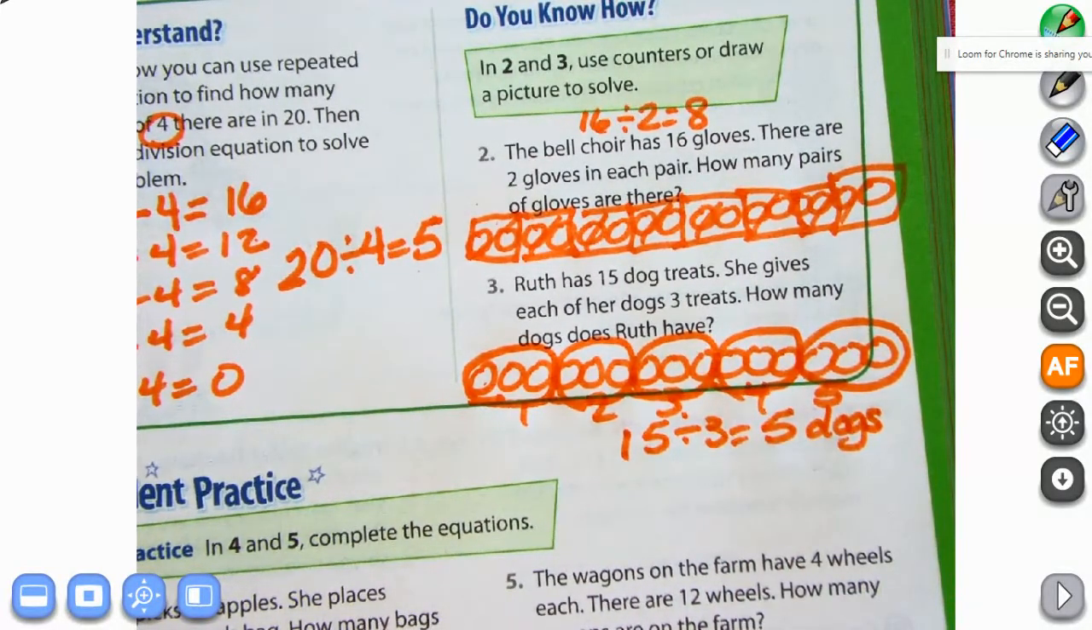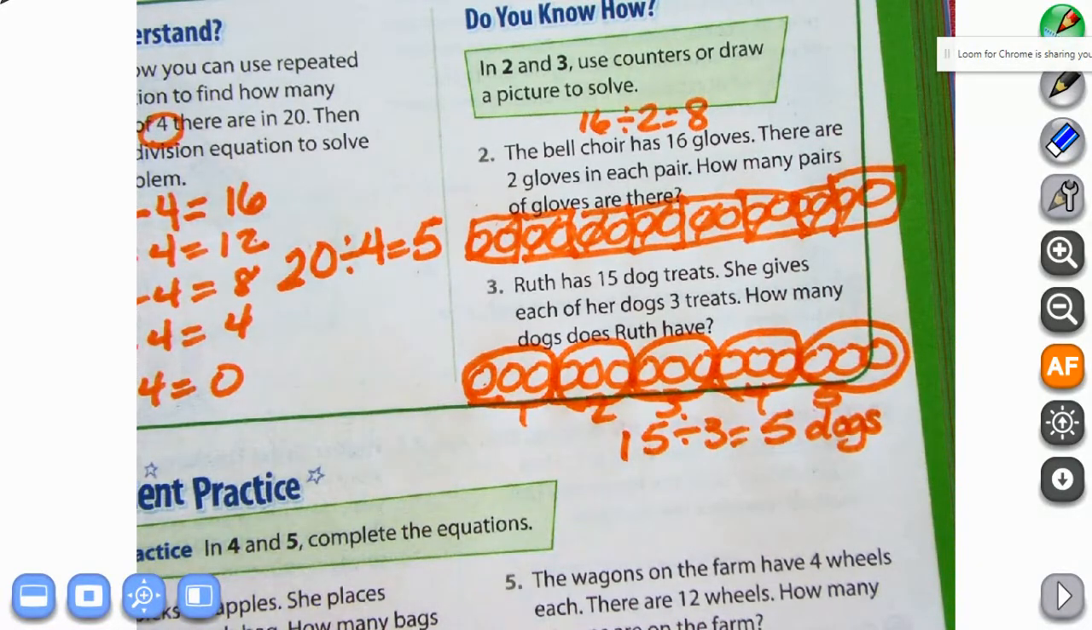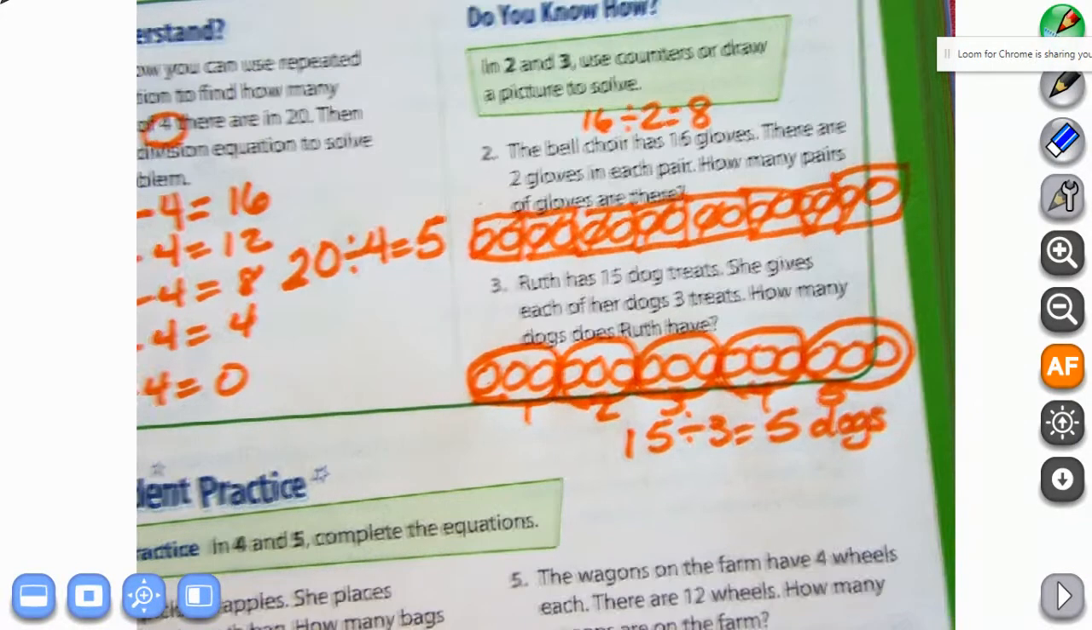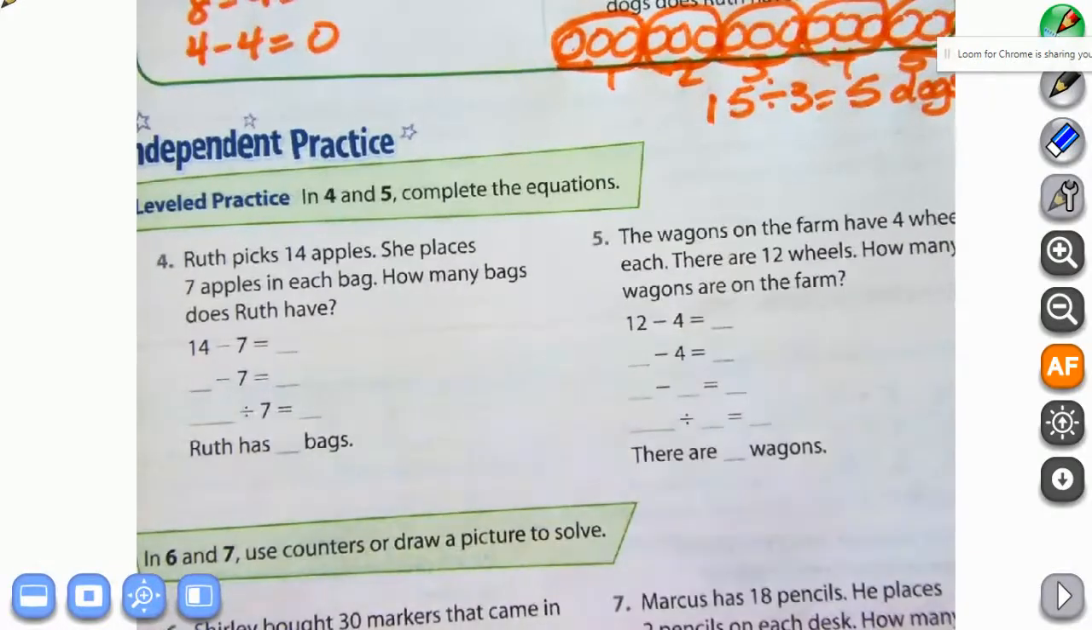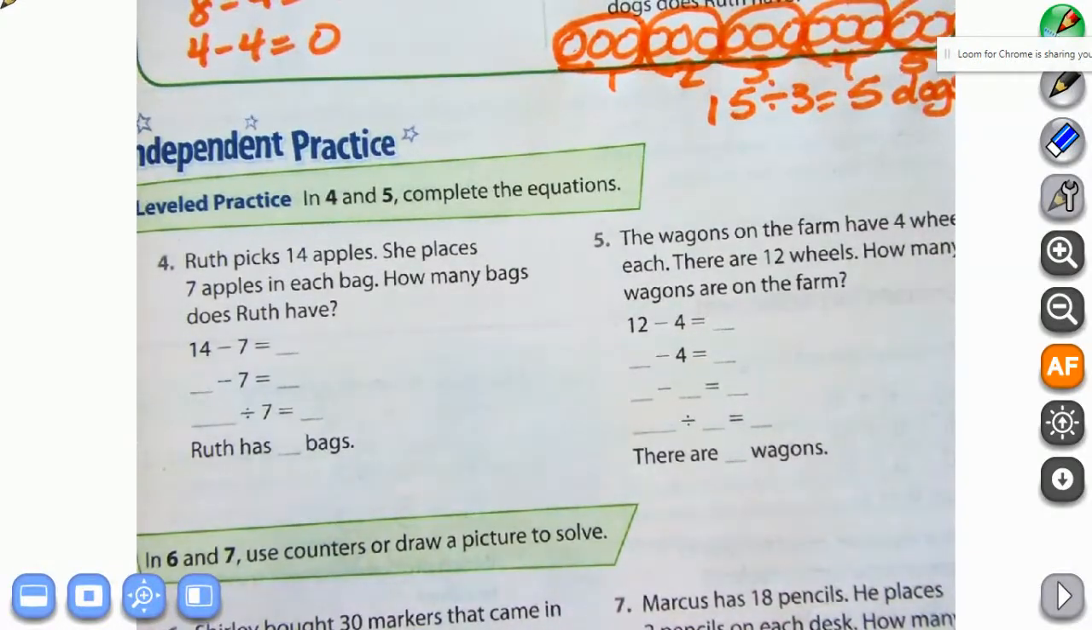Okay, make sure you pause this and make sure you have everything that I have written on my paper, because you never know if that's going to be one of the questions in our Edmodo. All right, when you are finished writing all of that, come back. We're going to do number 4.